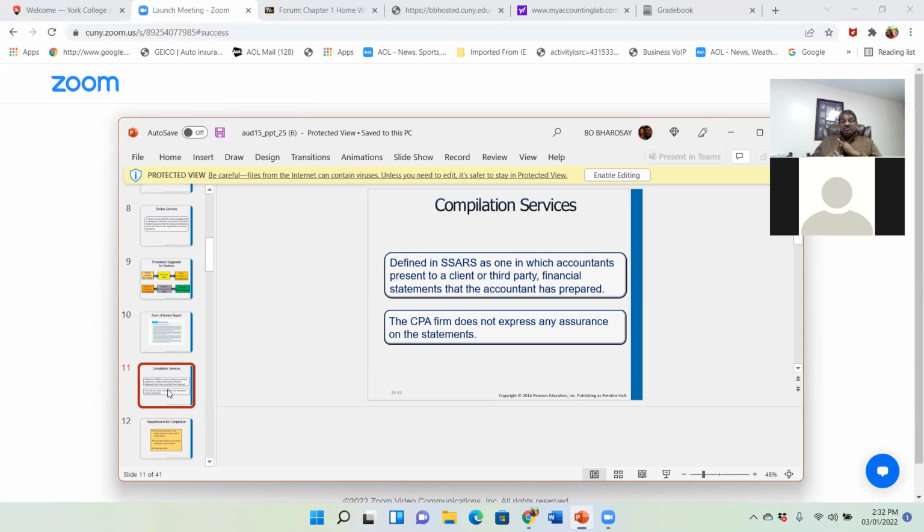So in the compilation, we are giving no assurance. In the compilation, we may or may not be independent. If we're not independent, we need to state so in the report. We can have a one-line report that says we are not independent with regards to these financial statements. Whereas in reviews and audits, we must be independent.